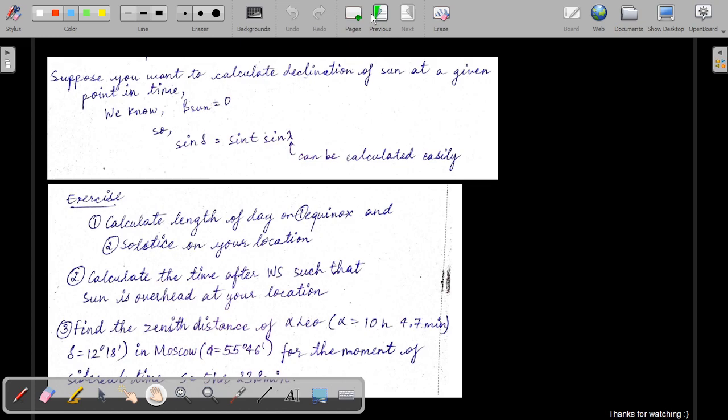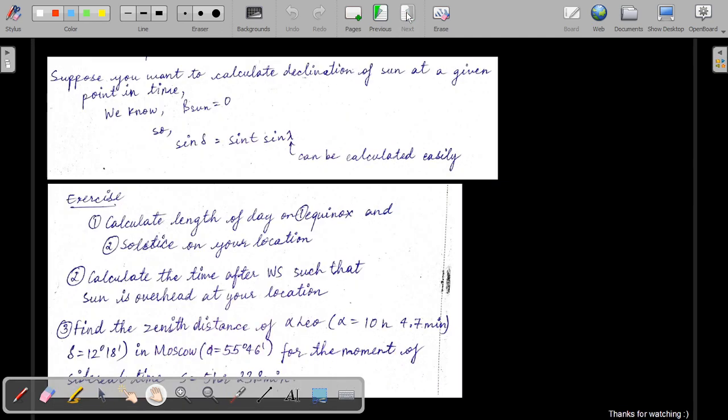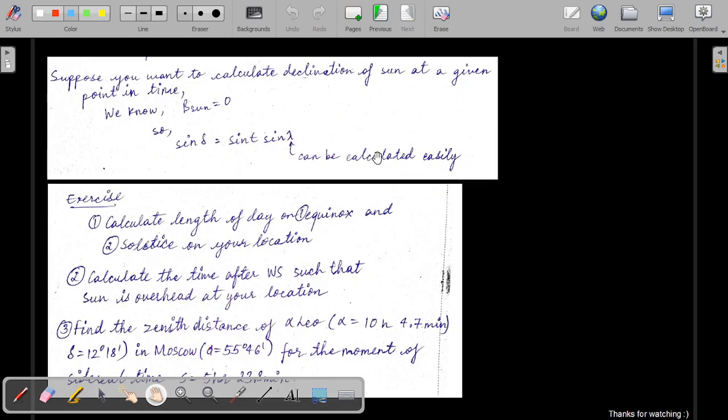One interesting application of this equation is that you can calculate the declination of the Sun at a given point in time. All right, because you know that the beta of the Sun is always 0, as the ecliptic is the path traced by the Sun throughout the year. So you can write the sine of delta is equal to sine of epsilon times sine of lambda, and lambda you can calculate easily.